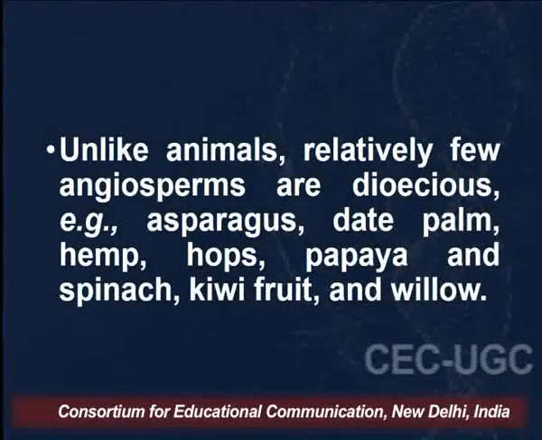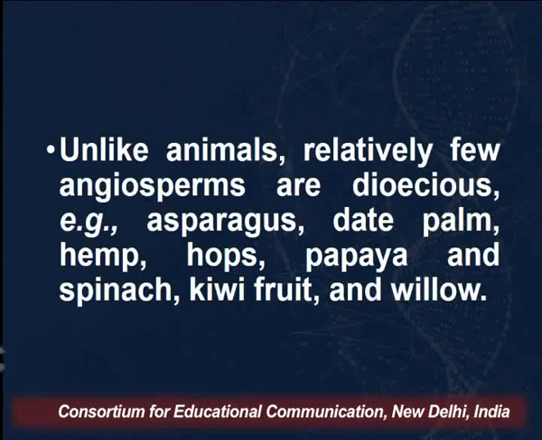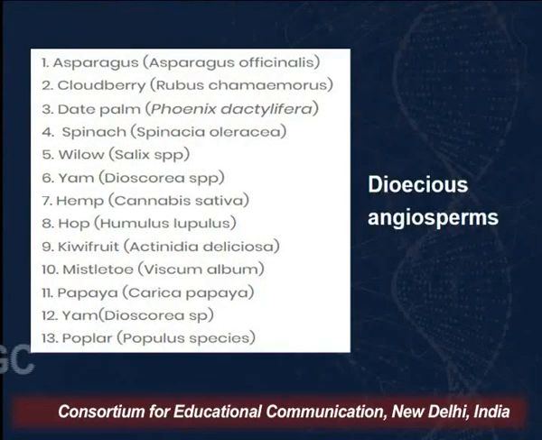So very few of the angiosperms are dioecious. Most of them are monoecious. However, there are several exceptions. For example, asparagus, date palm, hemp, which is cannabis, and hops, which is Humulus, Carica papaya, Spinacia, kiwi fruit, and willow, which is Salix.